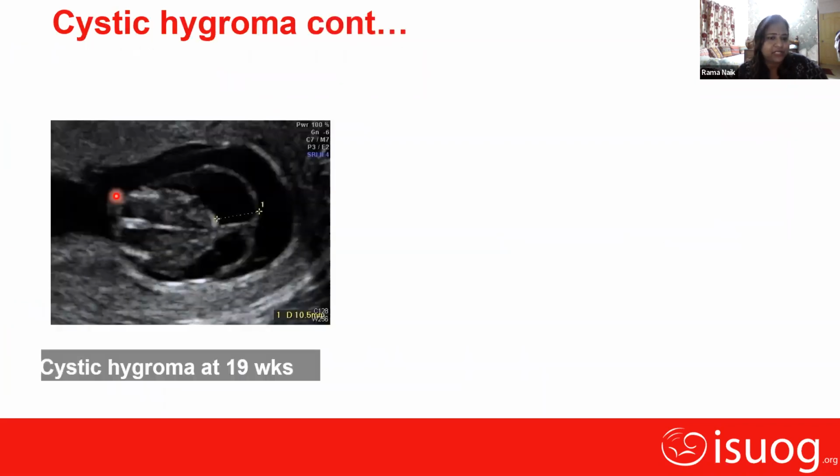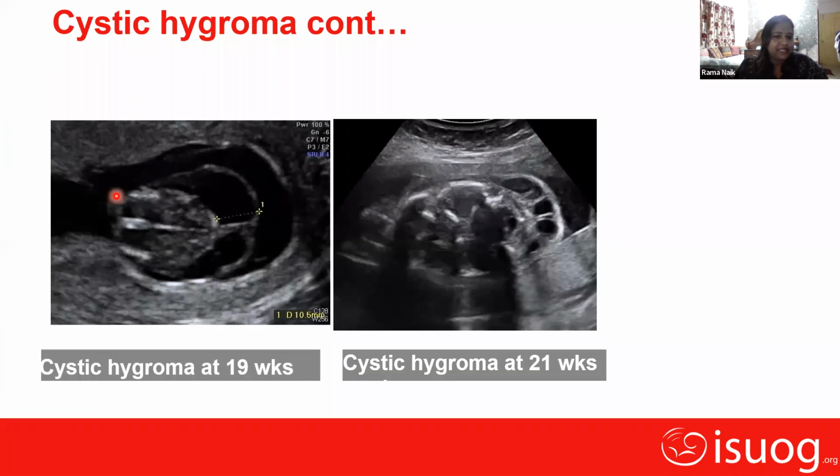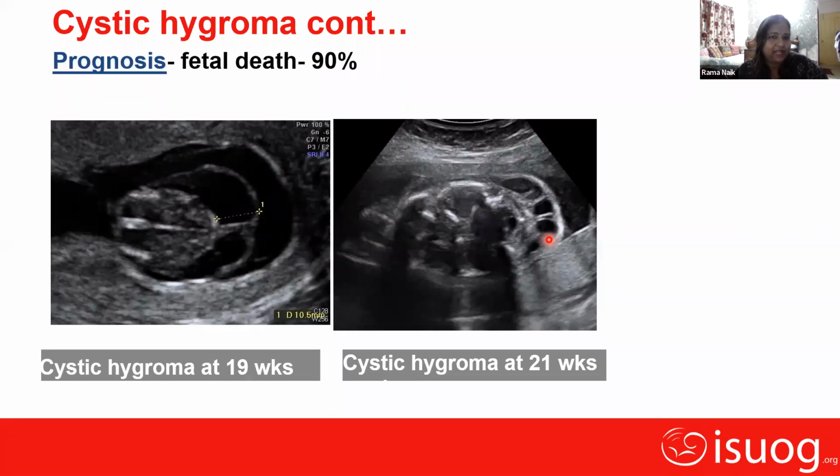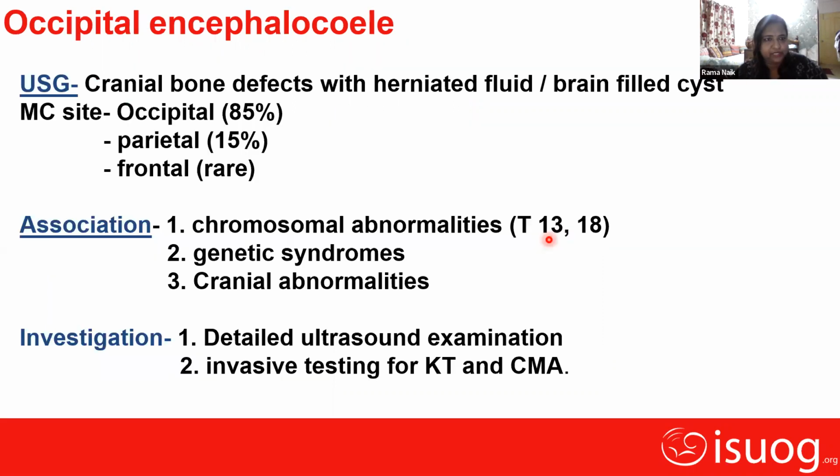So these are the pictures. This is cystic hygroma at 19 weeks. You can see the cystic dilatation at the neck region. This is called the nuchal ligament, and this is cystic hygroma at 28 weeks. Multiple septations are there, and the thickness is increased. The prognosis is usually fatal, and fetal death occurs in 90% of cases. But in case of isolated ones, sometimes rarely, it resolves with good prognosis.